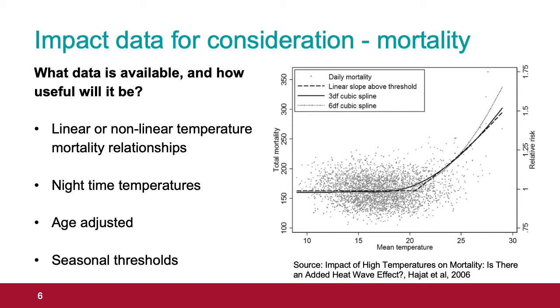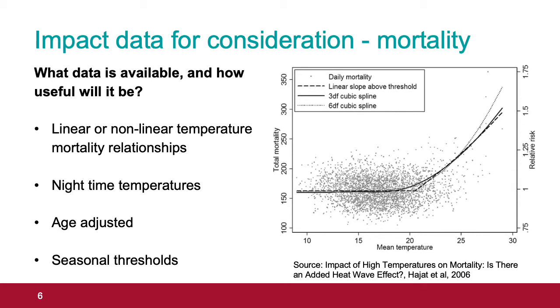And what about age-adjusted relationships? Again, we know that older people with pre-existing conditions are more vulnerable than the younger working age population. Therefore, should any analysis of mortality for setting thresholds be only on the higher age groups? And what would the utility of that be for the end user? So again, coming back to how useful it will be.